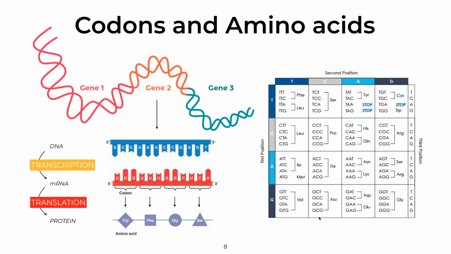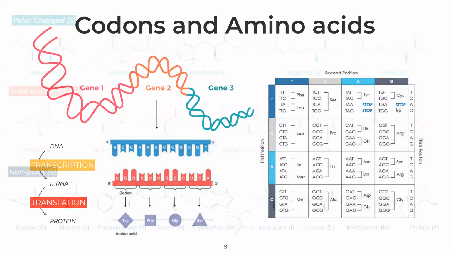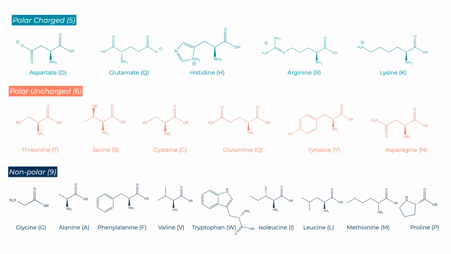Now, what are these amino acids? Amino acids are actually of different types. They have different chemical properties. So for example, they could be hydrophobic or hydrophilic. They can be charged or uncharged. Some of them have no polar charge. So these different types of amino acids are actually important for the structure of the protein.